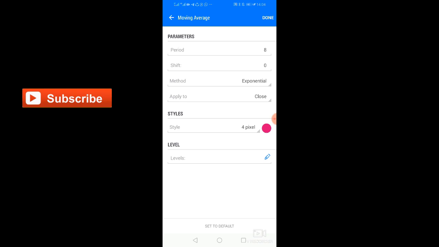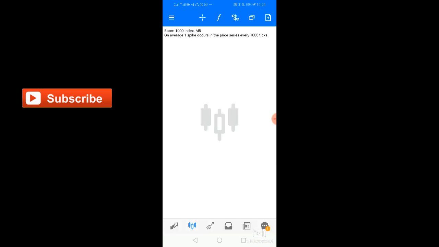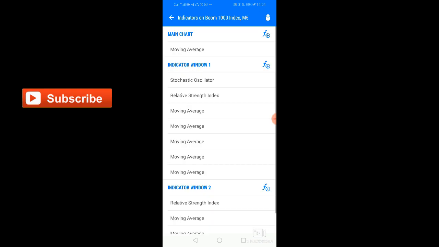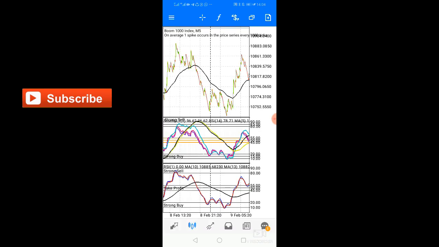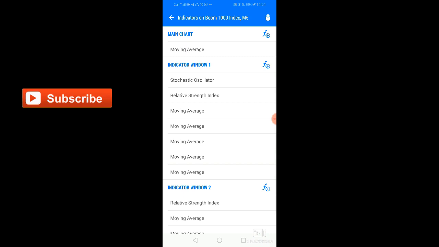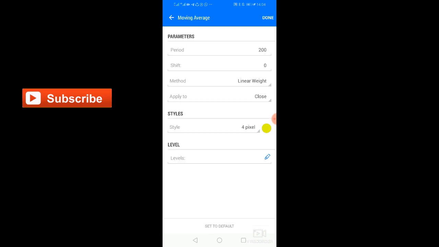The third one would be moving average 21, shift 0, method exponential, apply to close. Even the color, like I said, choose any color you like, guys. The fourth one would be moving average 200, sorry, not 20, 200, shift 0, method linear weight. You see, the method is linear weight, guys. Get that right. Apply to close. The style, 4 pixels yellow, but you can choose any color and any style you want.